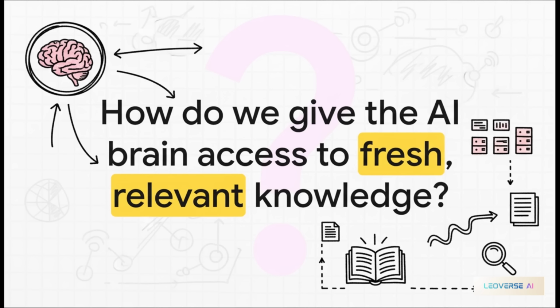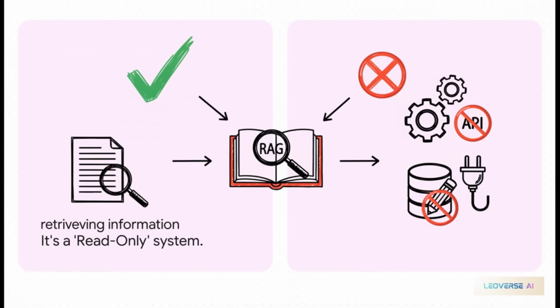You see, RAG is a fantastic librarian. It's a read-only system. It's great at fetching information for you to read, but it can't actually do anything. It can't call a tool. It can't trigger a refund. It can't update that database. It's totally passive.